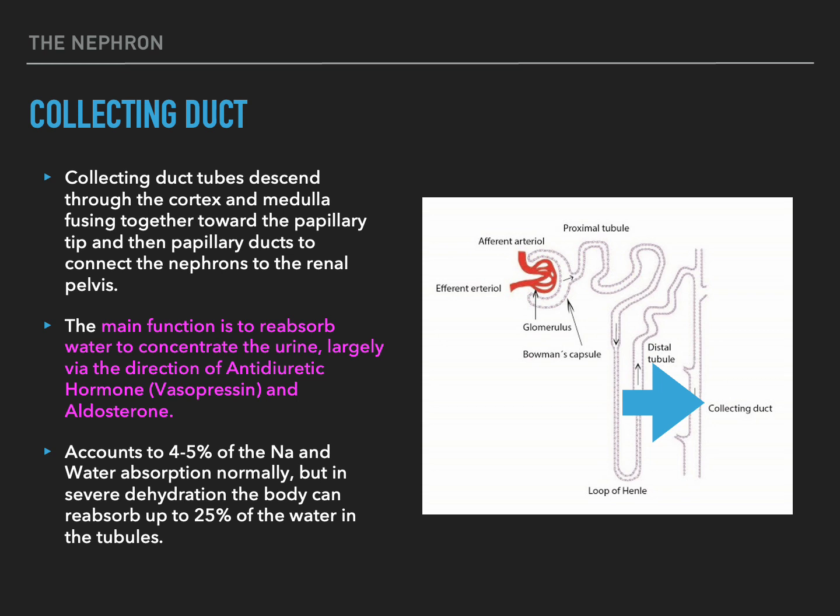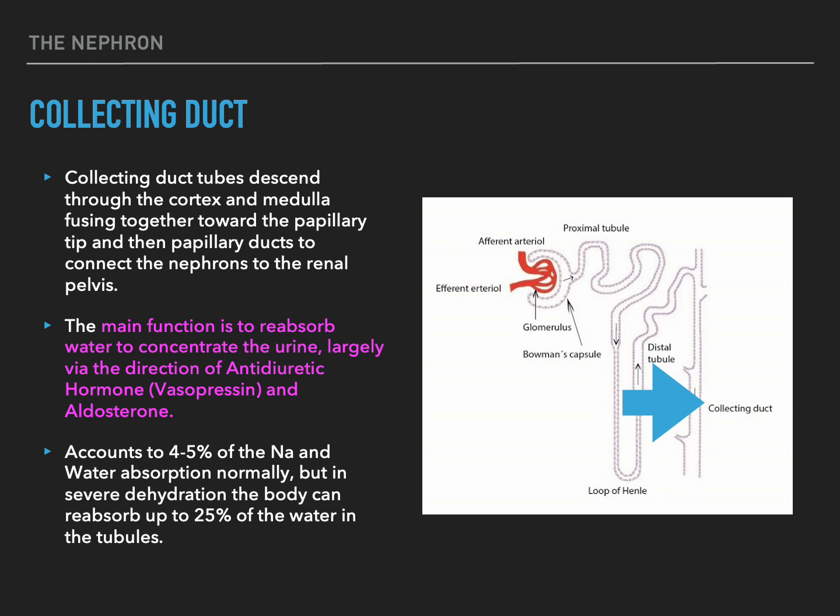And finally, we're at the fifth and last structure of the nephron, the collecting duct. And the collecting duct is a series of tubes that descend through the cortex and medulla, fusing together toward the papillary tip and then papillary ducts and essentially into the calyces. It's sort of like a big gutter on the side of your house that is collecting rain and facilitating its exit toward one part of your house.